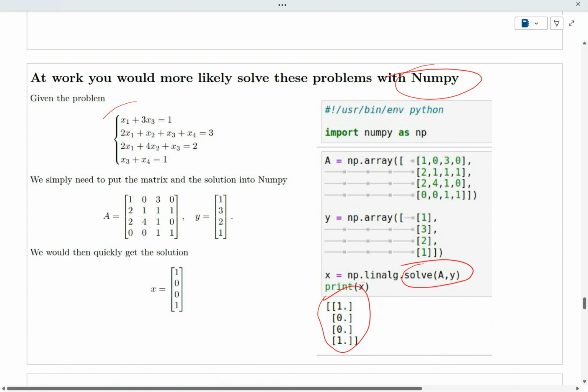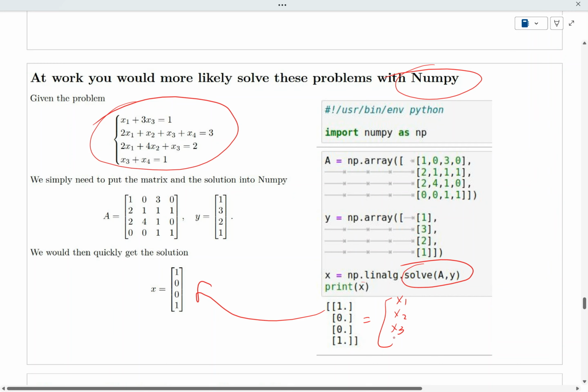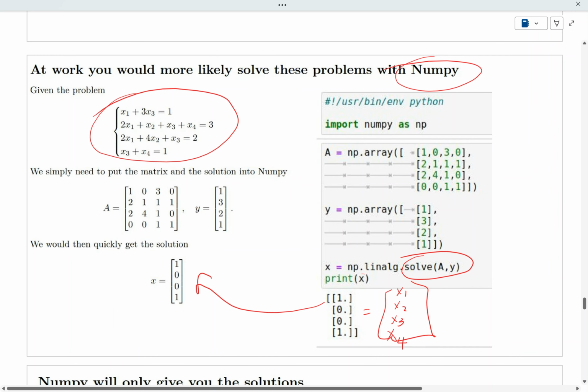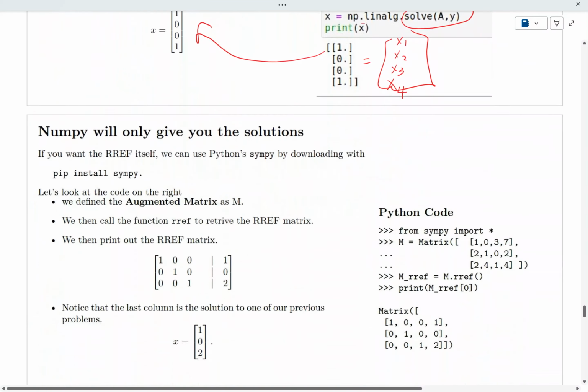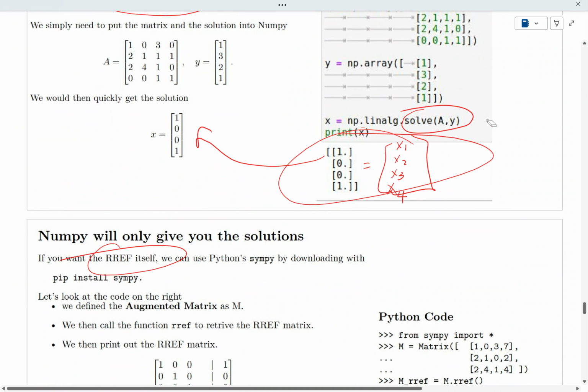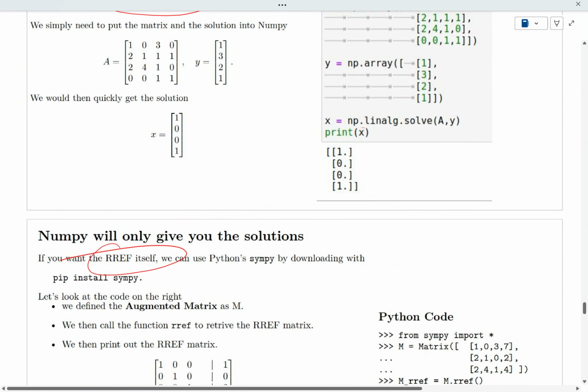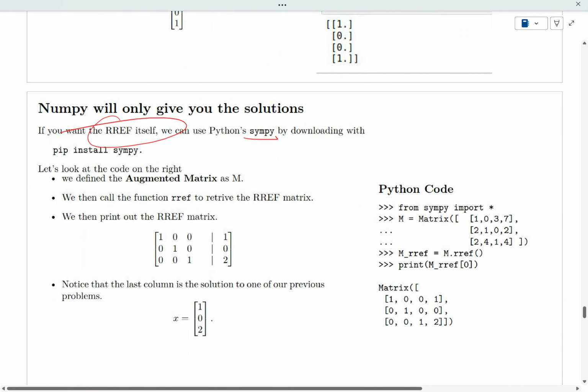So basically, if you have this equation here, you convert it into the matrix A and the label Y, and after you solve it, you get the solution. So this is the solution for x1, x2, x3, x4. All right. Now, NumPy will give you the solution, but sometimes you want to actually know the RREF itself. And in those cases, you can try a different library called SymPy, and you can download SymPy this way.